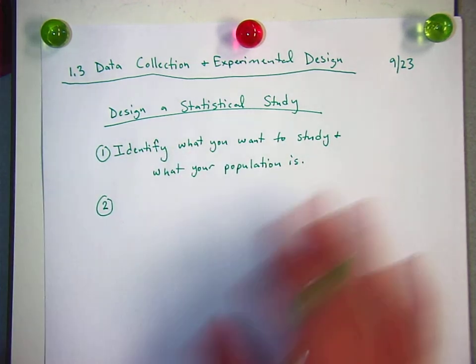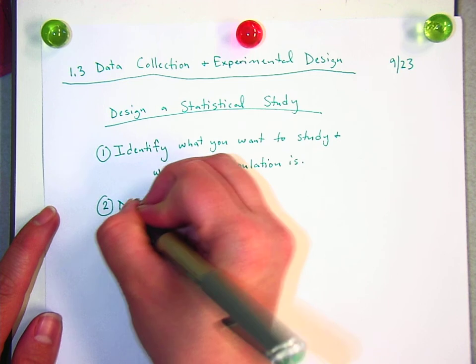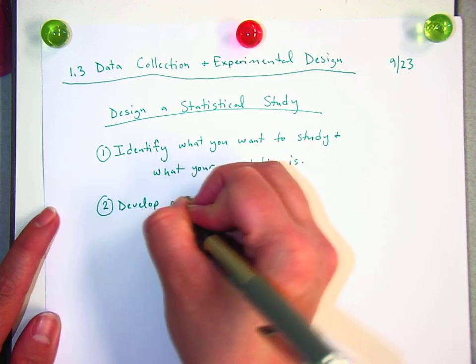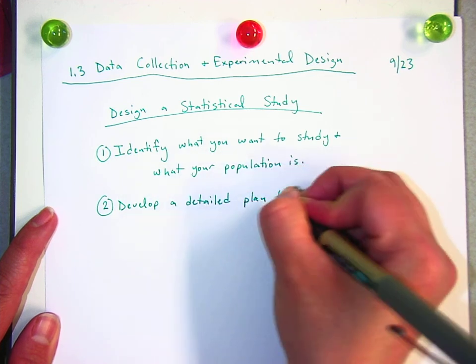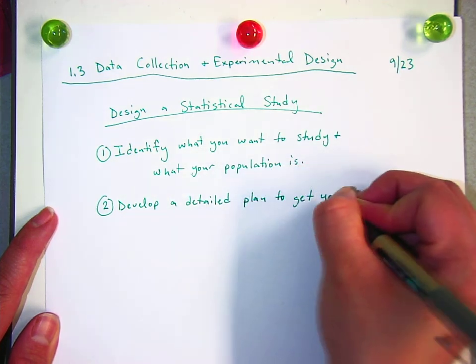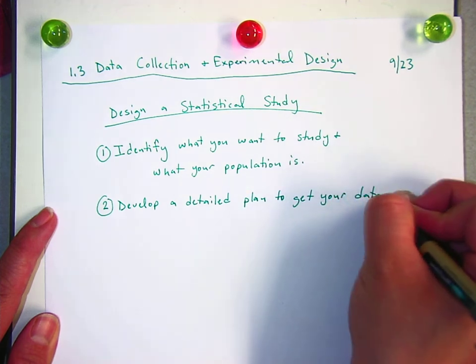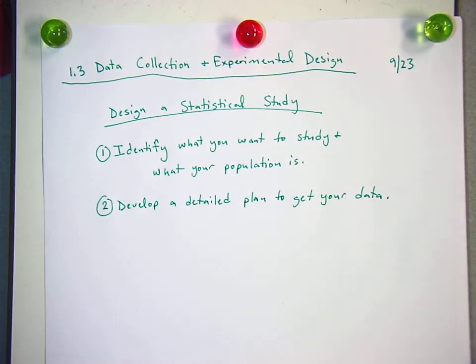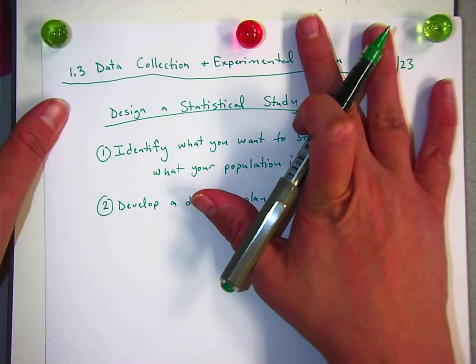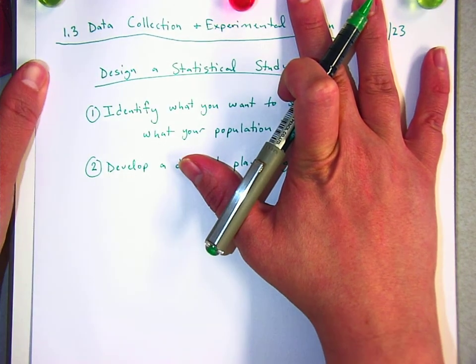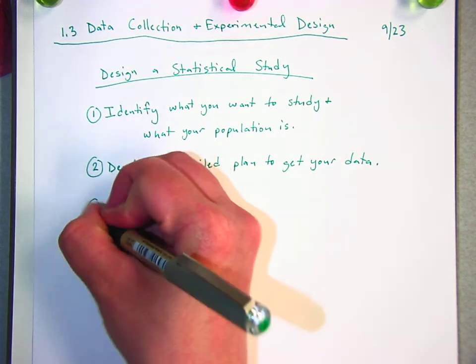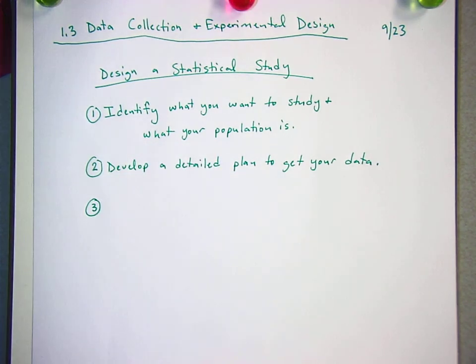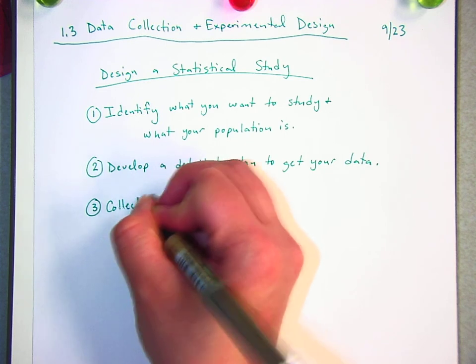All right, step 2, you have to develop a detailed plan to get your data. So essentially, you need to know exactly how you're going to get your data and what you're going to do to get it. And we will be actually doing statistical studies later this semester, where you're going to be asking people for certain information. You're going to figure out how to ask it, and etc. Then you collect the data, so you actually follow through on your plan.